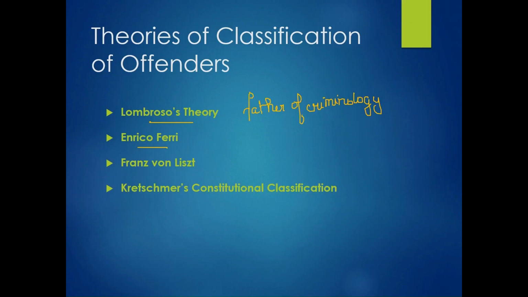So he focused on the habitual and occasional offenders, people who habitually commit crime and people who once in a while or occasionally do some offensive act. Third, we have Franz von Liszt. He emphasized that social and psychological causes result in criminal behavior and it's not just biology. And finally, we have Kretschmer's constitutional classification. He connected body types with criminal tendencies. So from biological to social explanations, theories evolved to give us a broader understanding of criminal behavior.